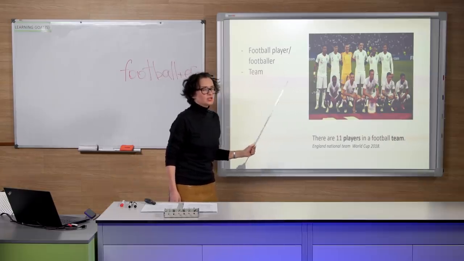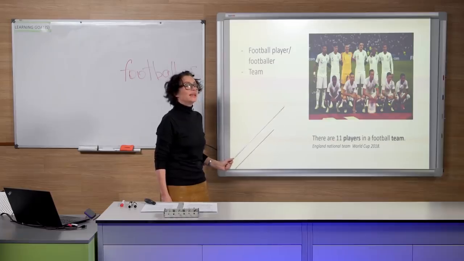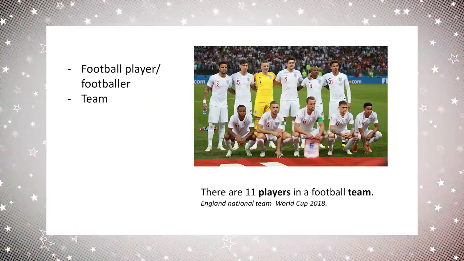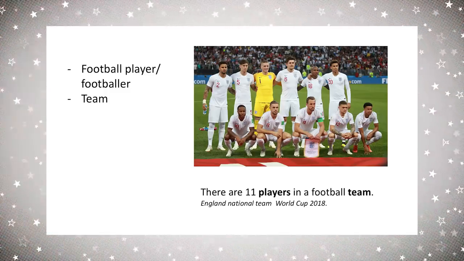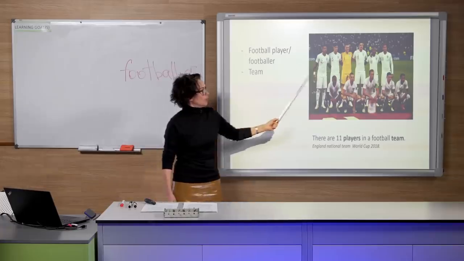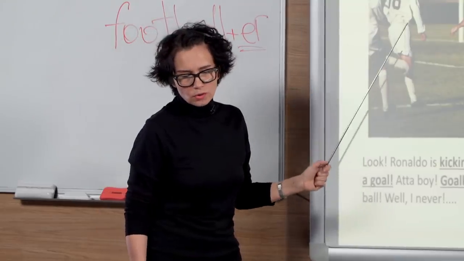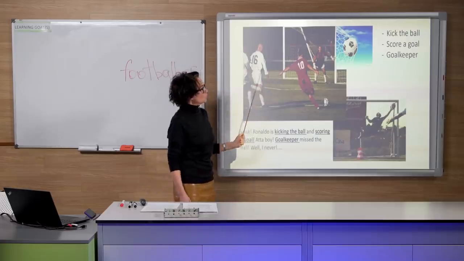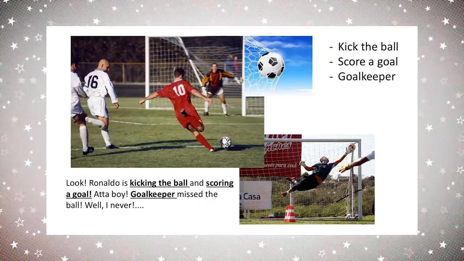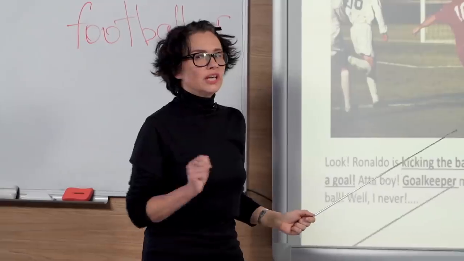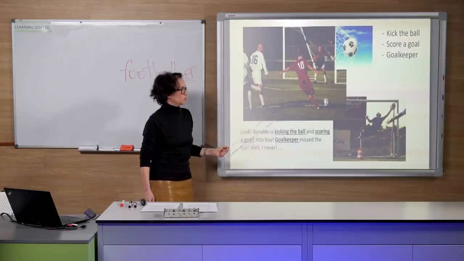A group of players who plays together is a team. How many players are there in football team? How many? Who knows? Yes, there are 11 players in a football team. This is England national team World Cup 2018. How many players? 11. Good. To move a ball with your foot is kick the ball. We don't hit the ball, we don't throw the ball, we kick the ball in football. Remember it.